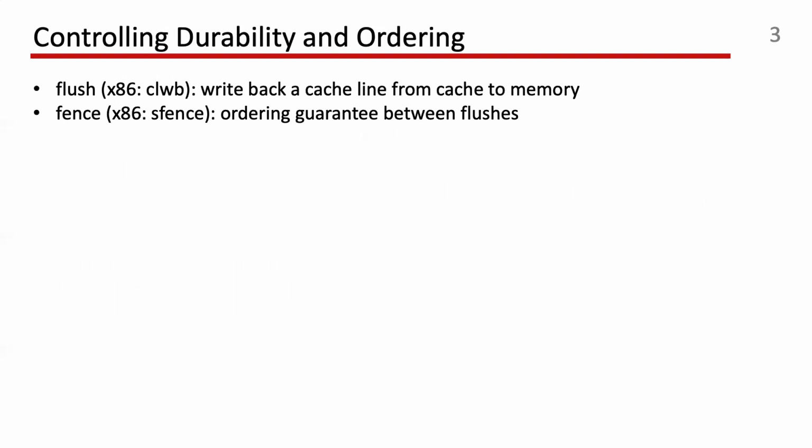To support NVM programming, Intel provides two primitives for controlling cache line eviction. Once data is evicted from the cache, it becomes persistent. The first primitive is flush. It writes back a cache line from the cache to memory. The second primitive is fence. It provides ordering guarantees between flushes.